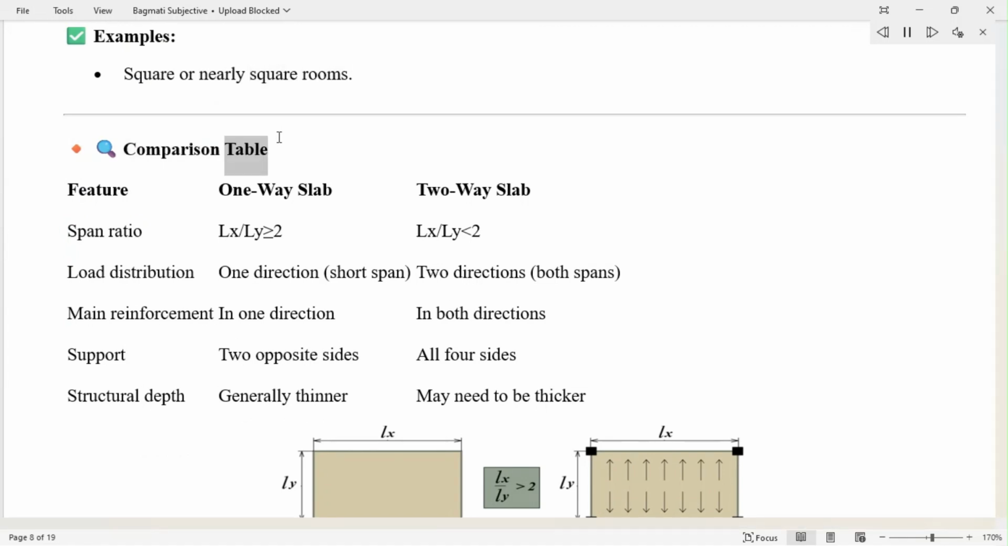Comparison table. Feature: one-way slab, two-way slab. Span ratio: Lx/Ly greater than or equal to 2 for one-way. Load distribution: one direction, short span; two directions, both spans. Main reinforcement: in one direction; in both directions. Support: two opposite sides; all four sides. Structural depth: generally thinner; may need to be thicker.